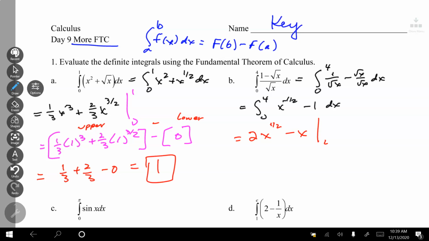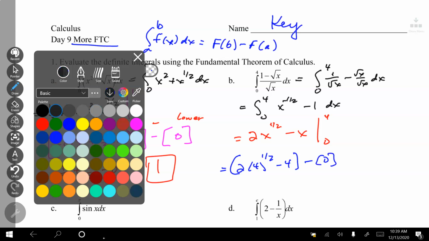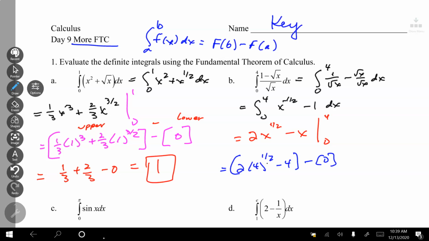And I'm going to plug in 0 and 4, and when I plug in 4, I get 2 times 4 to the 1/2 minus 4, minus, I think it's obvious when I plug in 0, I get 0. And if I look at this, 4 to the 1/2 is 2, so I get 4 minus 4. So my whole result is 0.